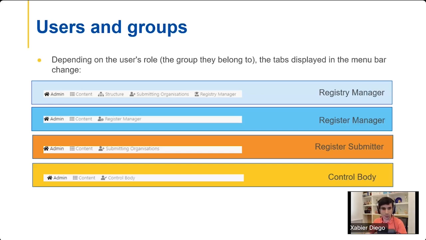We also have the register submitter that acts as a submitting organization. It can discard the proposal unless this has already been submitted to the control body. And in this case, if the discard button is clicked, confirmation will be asked to the user. And finally, we have the control body. The control body can approve, approve with changes or reject an action submitted by the submitting organization.